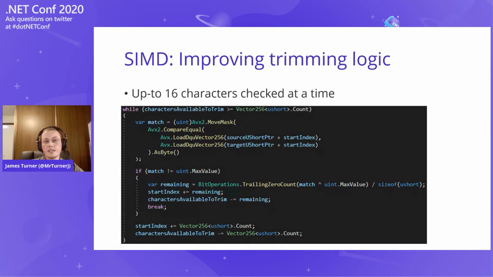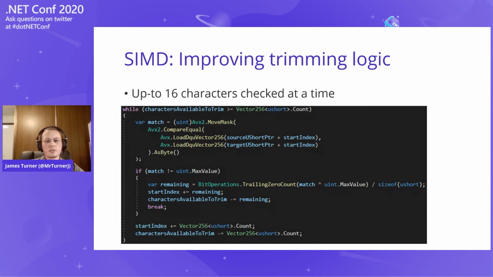We continue with more AVX2 instructions, comparing values and getting a single match value. If any characters are not equal, we use some bit operations to find the final number of characters we can trim. I'm simplifying this for brevity, however, it is worth noting a number of specific additional considerations.